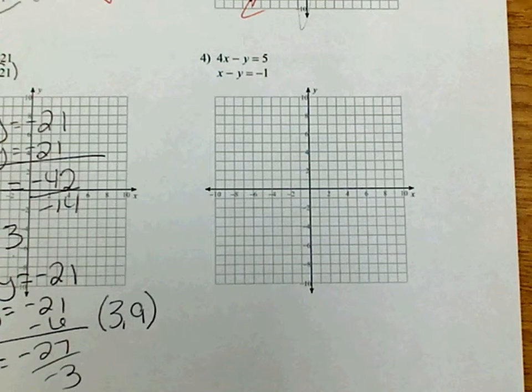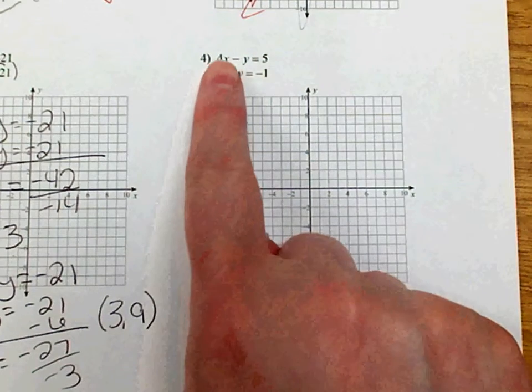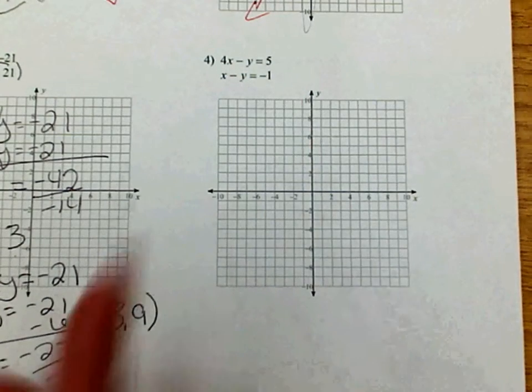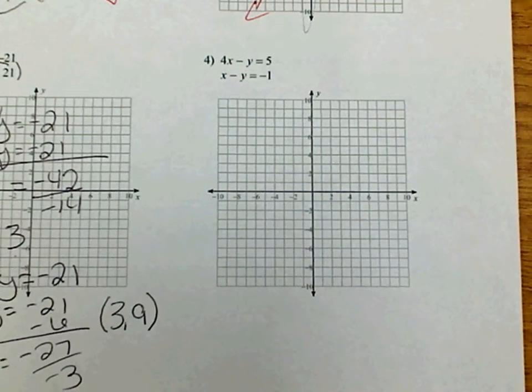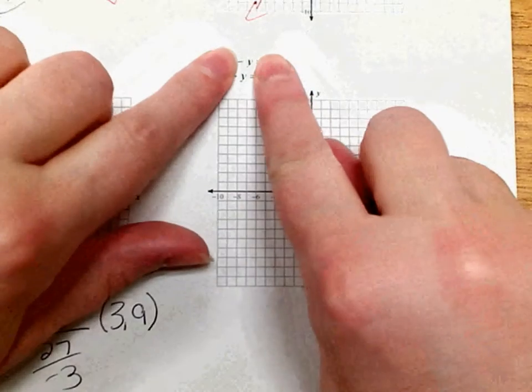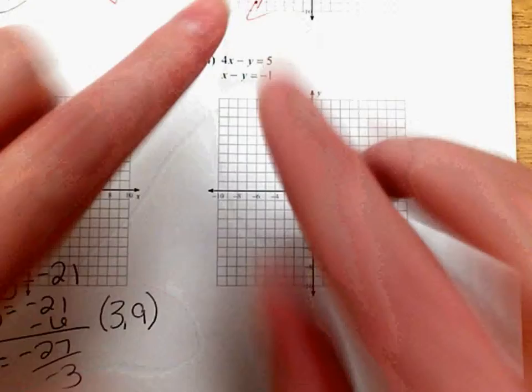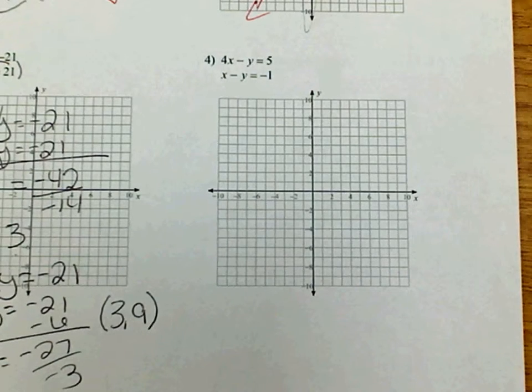Now on number 4 here, once again I have the x's lined up, the y's lined up, and the constants lined up in standard form. So this is something you could use elimination on. In fact, I probably would, and I would probably try to eliminate the y's because they're both negative ones, so I could just get that pretty easily to change.